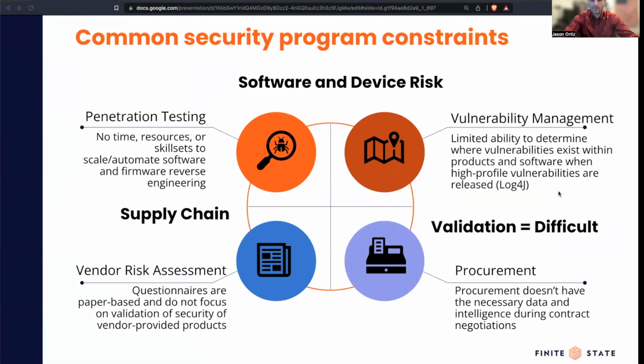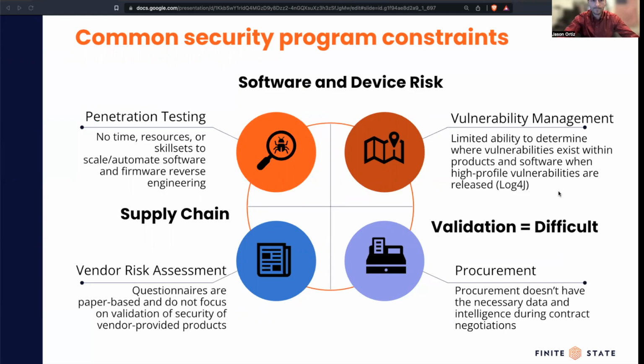In terms of vulnerability management, we have a limited ability to determine where vulnerabilities exist in products and software, especially when high-profile vulnerabilities are released. Log4j is a great example of this. It took months for some organizations just to determine what products they were using were actually impacted by a Log4j vulnerability.